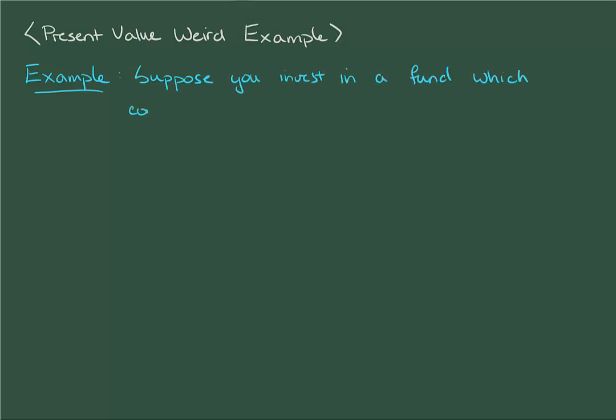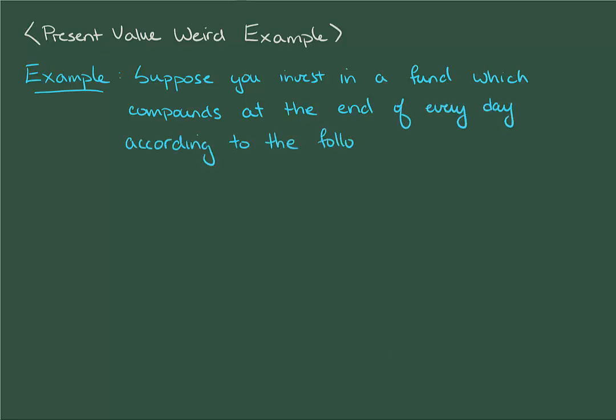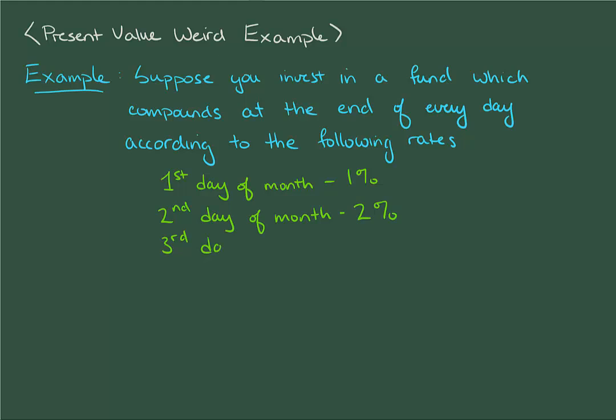So let's suppose that we invest in a fund which compounds at the end of every single day, and it does so according to the following rates. So at the end of the first day, we're going to compound at a rate of 1%. At the end of the second day, at 2%. At the end of the third day, 3%. And hopefully you see the pattern here, yada, yada, yada. At the end of the 30th day, we compound at 30%.